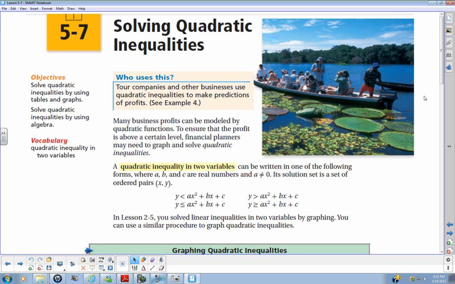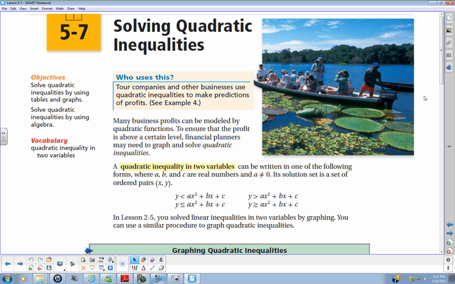Alright, today we're doing lesson 5-7, solving quadratic inequalities. And we're going to be taking our quadratic equations and doing two things with them. We're going to be graphing the solution set and shading like we did with absolute value and linear models. And then we're going to be looking at quadratic inequalities, in other words, a statement where it's greater than or less than or equal to 0.